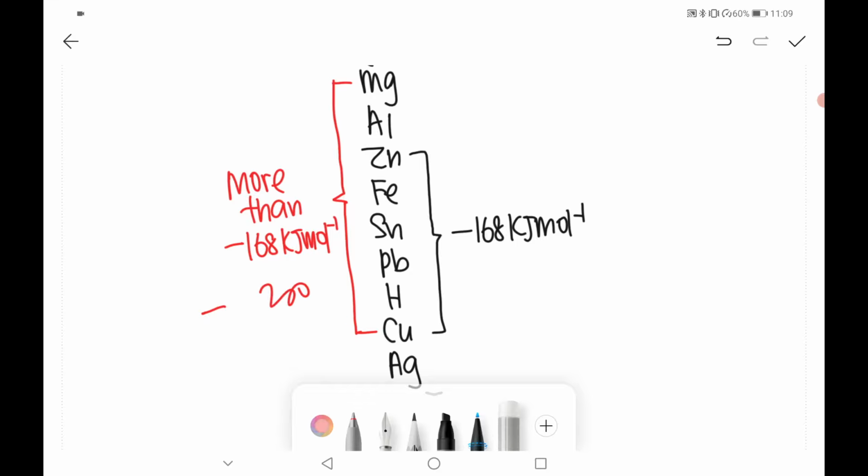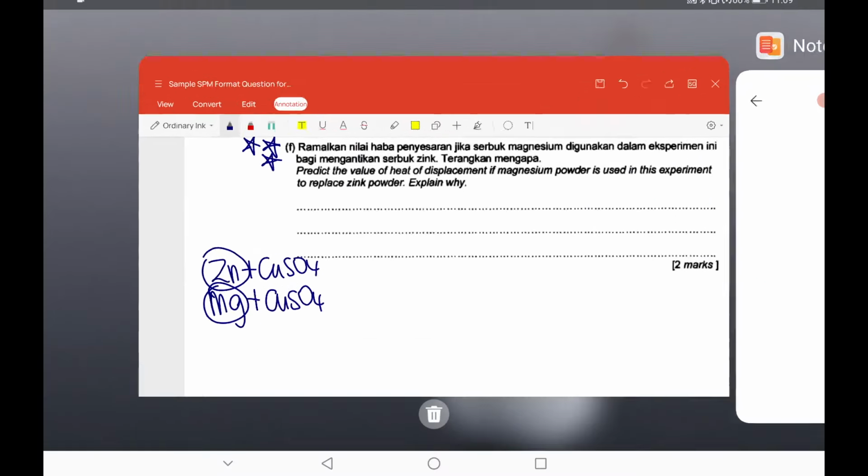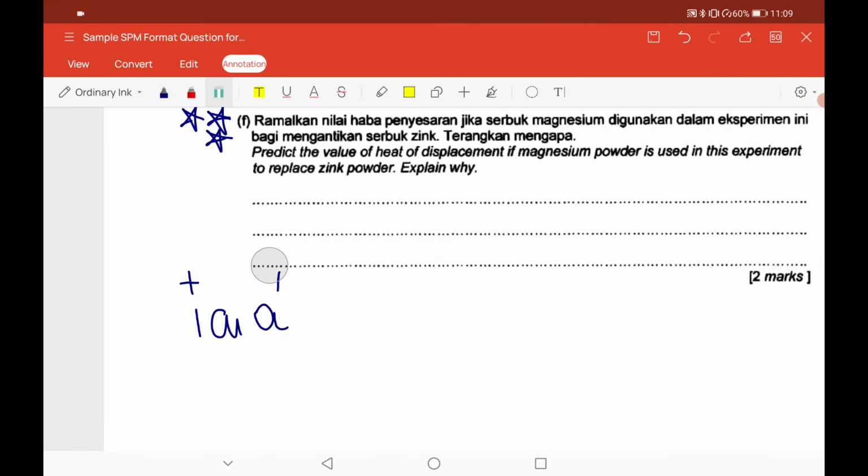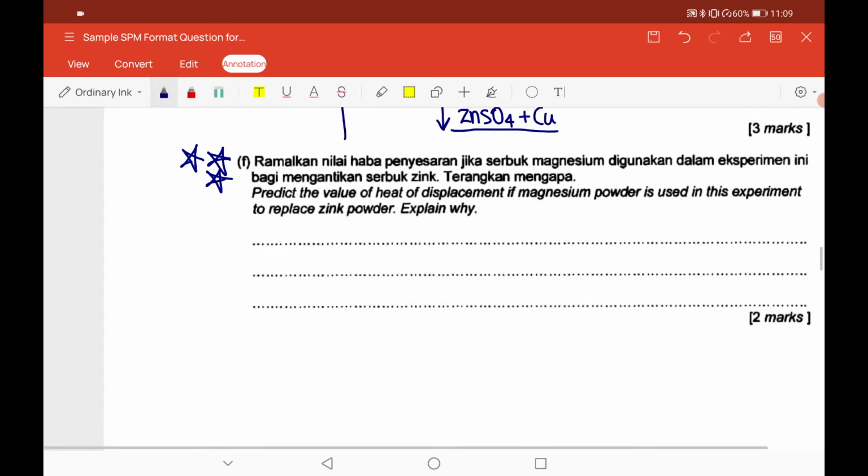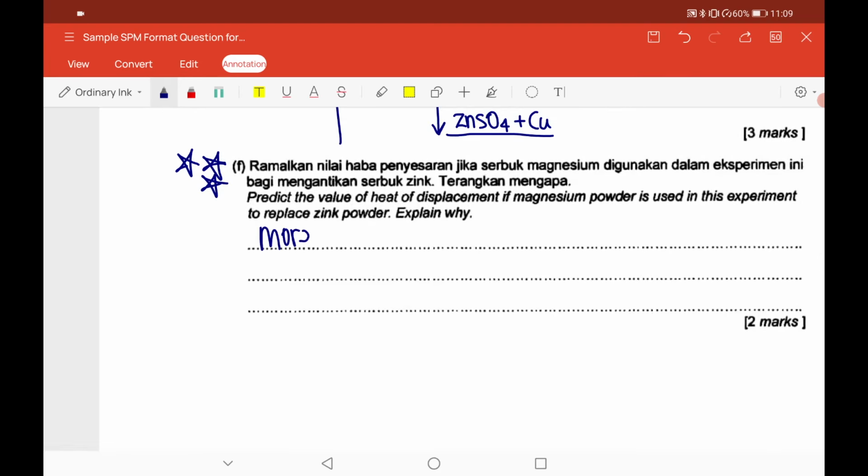But do you need to know the exact number here? No need. Some people ask, sir, more than minus 168 is how many? 169, 200, 240? How do I know? You don't need to give a proper figure. You just need to mention it is more than negative 168 kilojoule per mole. That's it. If you write this, you get 1 mark.